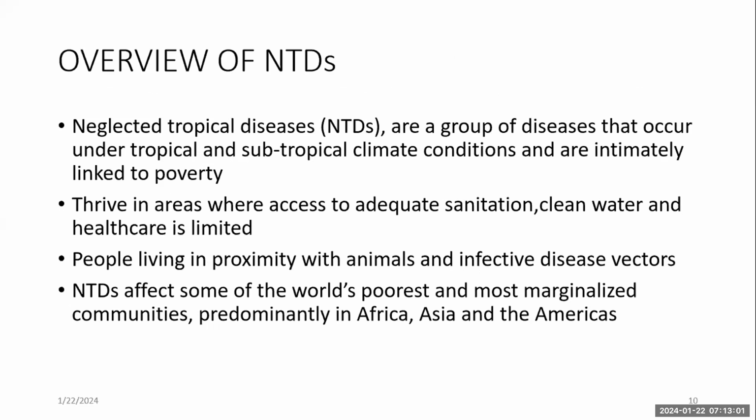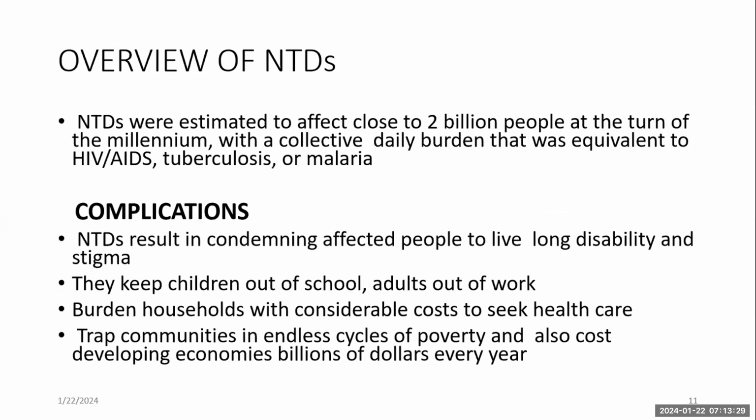Neglected tropical diseases are a group of diseases that occur under tropical and subtropical climate conditions, and they are intimately linked to poverty. They thrive in areas where access to adequate sanitation, clean water, and healthcare is limited. It's seen in people living in proximity with animals and infective disease vectors.